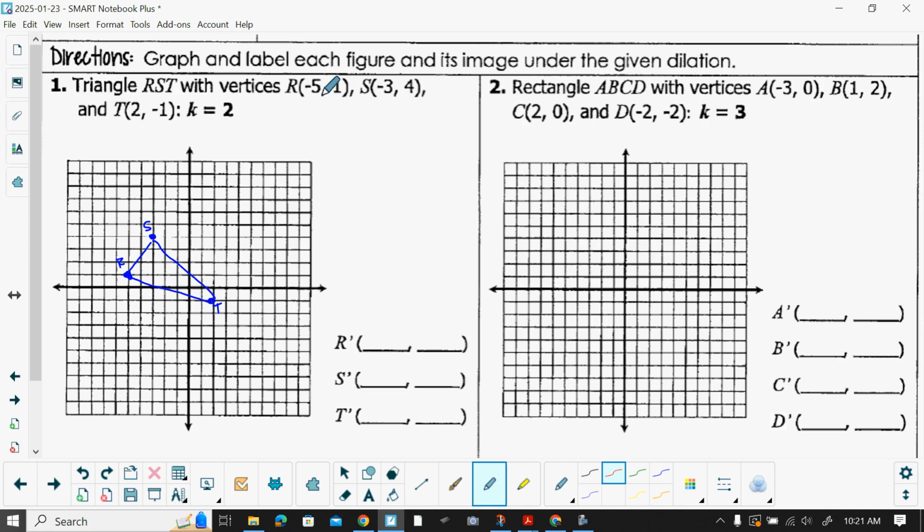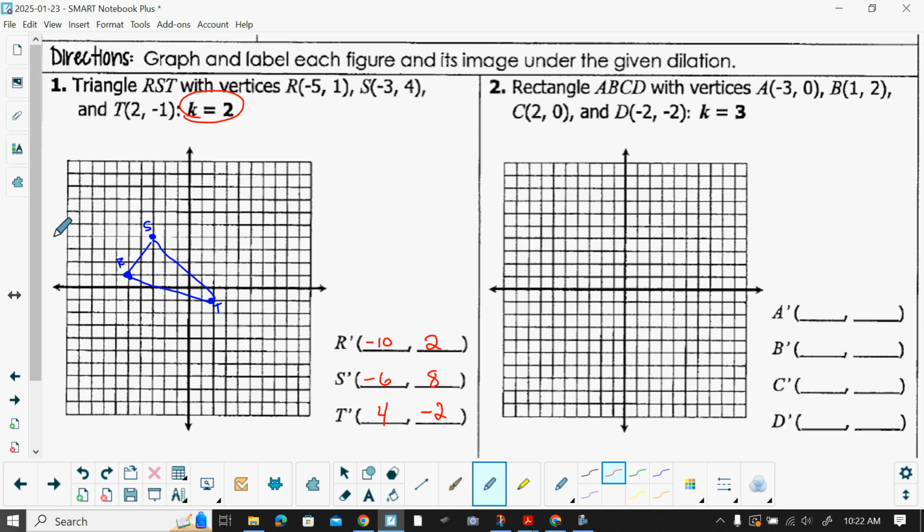And this is where it gets really easy. If I literally just take whatever the scale factor is and multiply it by each of these numbers, that will be my new shape. So negative 5 times 2 is negative 10. 1 times 2 is 2 for point R. Negative 3 times 2 is negative 6. And 4 times 2 is 8. And for T, 2 times 2 is 4. 2 times negative 1 is negative 2. So literally all I did was multiply each of these numbers by 2. Okay, so that's what you're going to do.